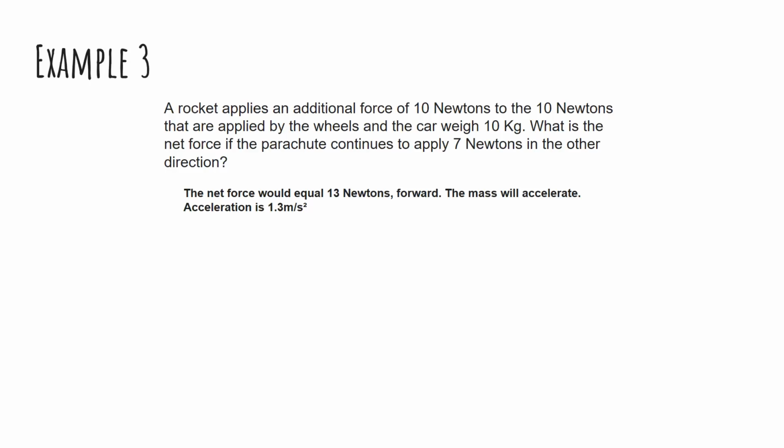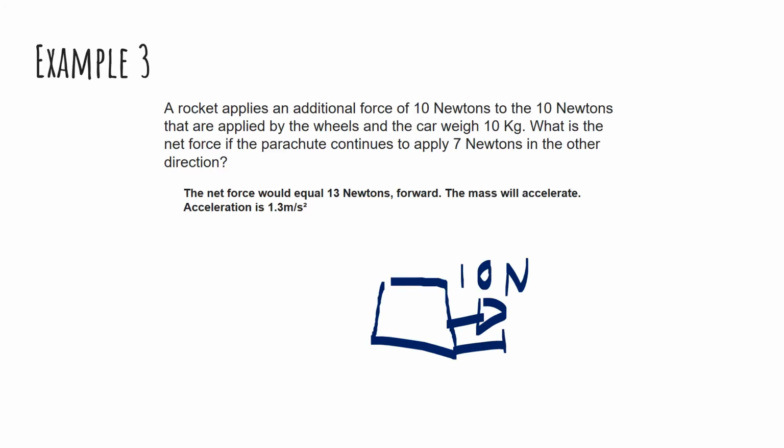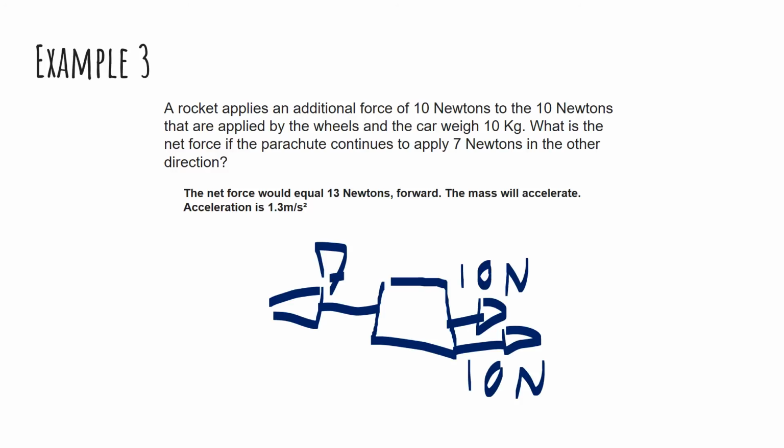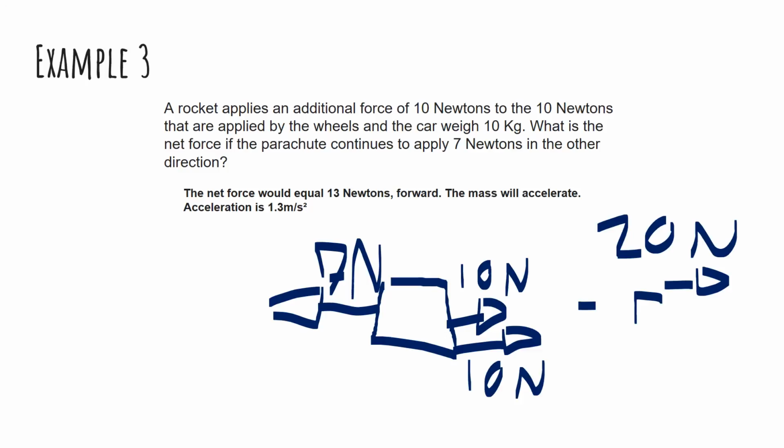A rocket applies an additional force of 10 newtons forward to the 10 newtons that are applied by the wheels, and the car weighs 10 kilograms. What is the net force if the parachute continues to apply 7 newtons in the other direction? The net force will equal 13 newtons forward. The mass will accelerate. The acceleration is 1.3 meters per second squared.